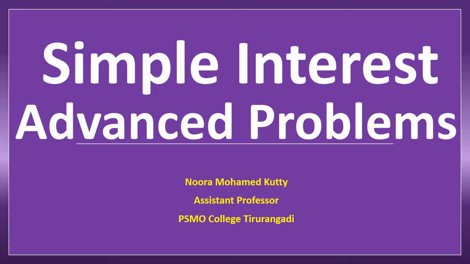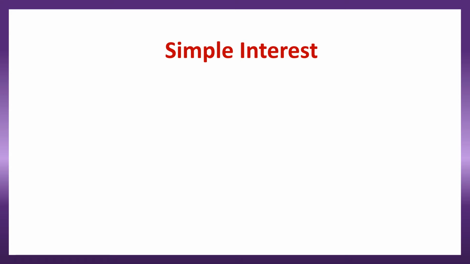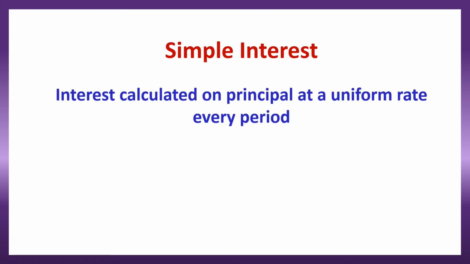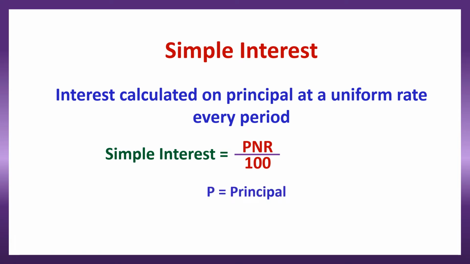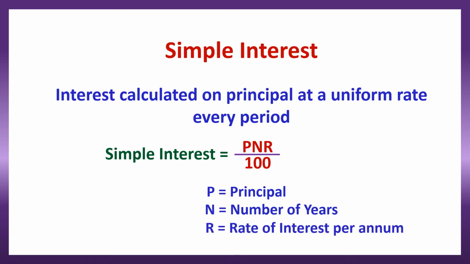Let us try out some advanced problems in simple interest. Simple interest is the interest calculated on the principal at a uniform rate every period. That means the interest does not change. It remains the same throughout the period. And the formula to find simple interest is PNR divided by 100, where P is the principal, N is the number of years, and R is the rate of interest per annum.